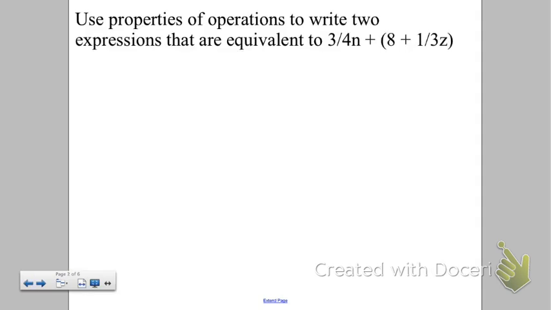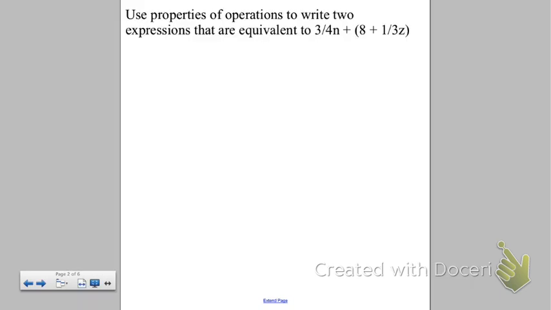The second question. Use properties of operations to write two expressions that are equivalent to 3 over 4n plus 8 plus 1 over 3z. Take a second to copy down the question. And when you're copying down the question, write them as fractions. So I have 3 over 4n plus parentheses 8 plus 1 over 3z.